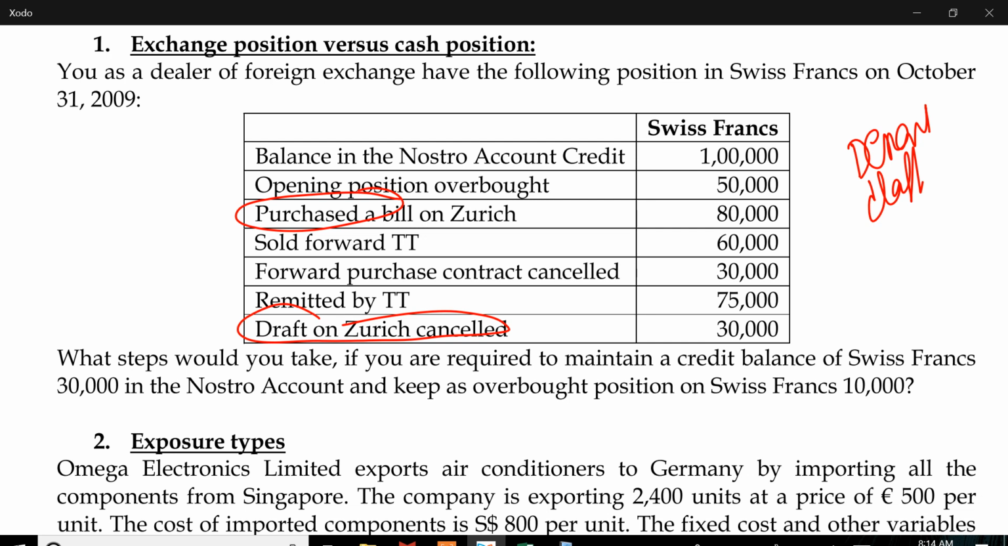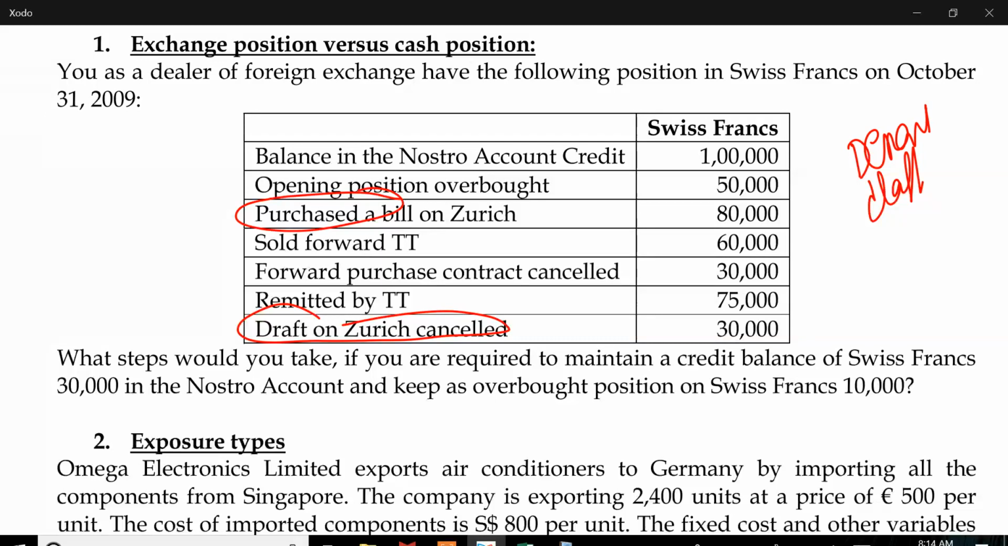Forward purchase contract cancelled. Cancellation of a forward contract is your purchase contract, is your sale. Remitted by TT. Remittance means money is going out. So it will get recorded in the sale side.